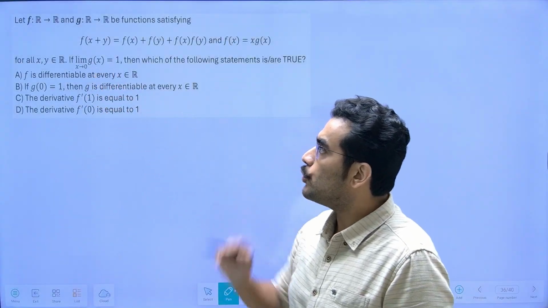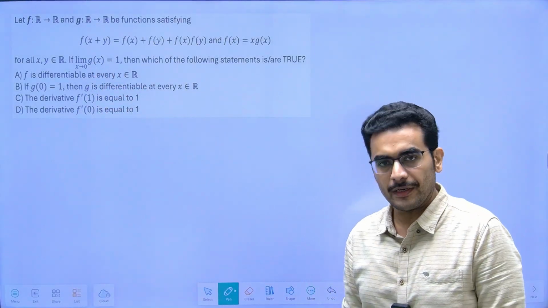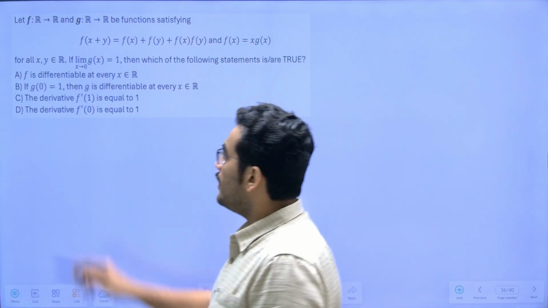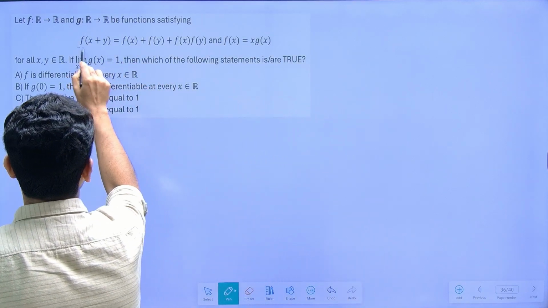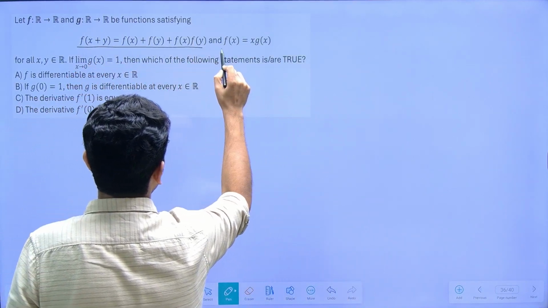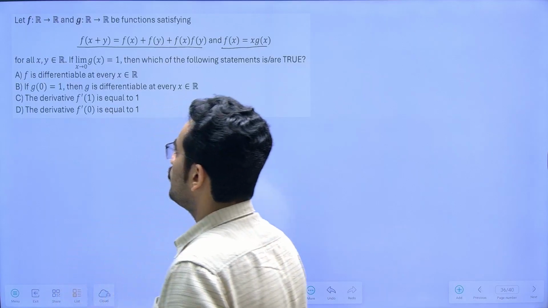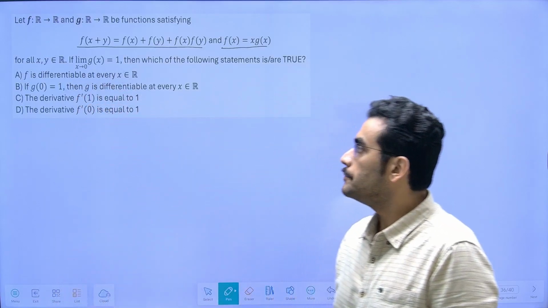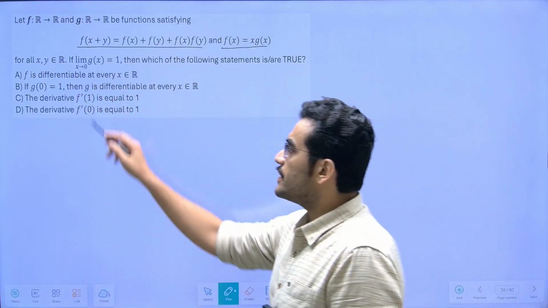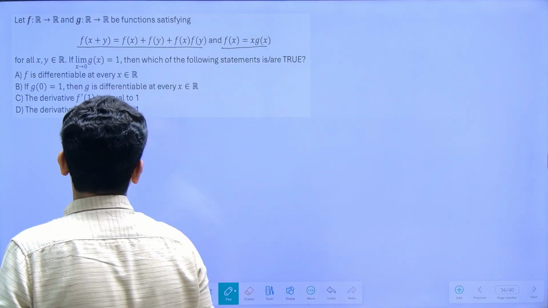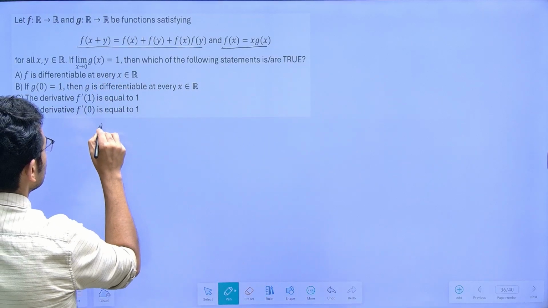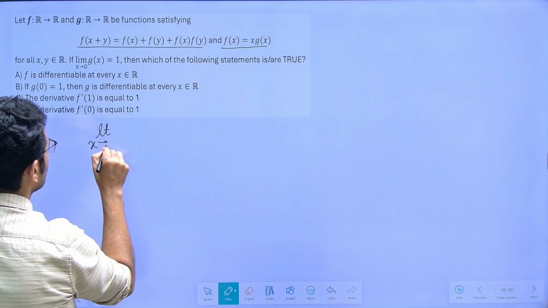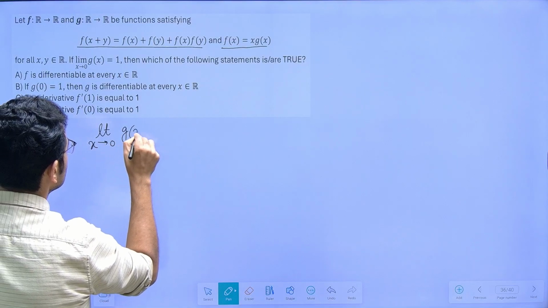Let f: R to R and g: R to R be functions satisfying the functional relation f(x+y) = f(x) + f(y) + f(x)f(y) and f(x) = x g(x) for all x, y belongs to R. If limit x tends to 0, g(x) equals 1. What is given? Limit x tends to 0, g(x).